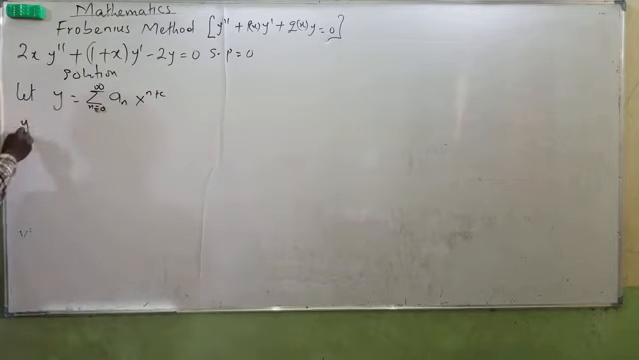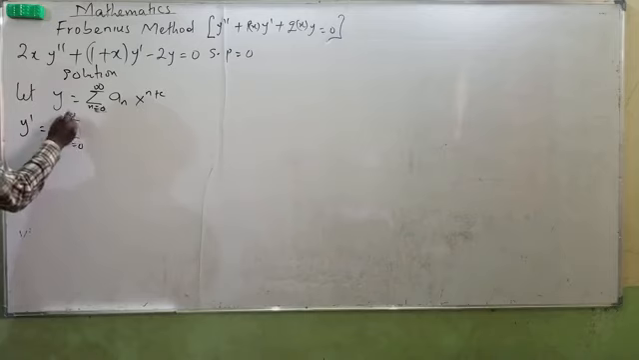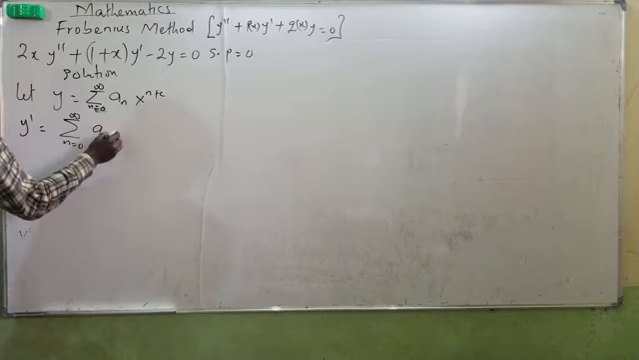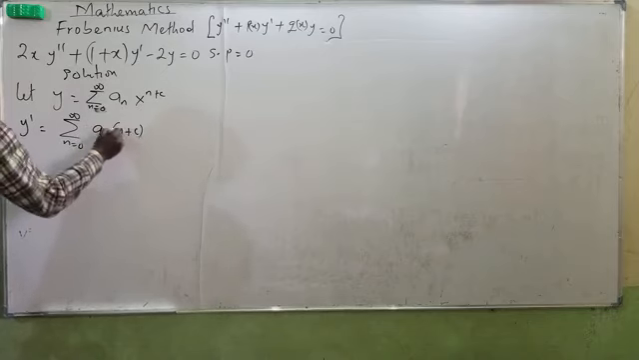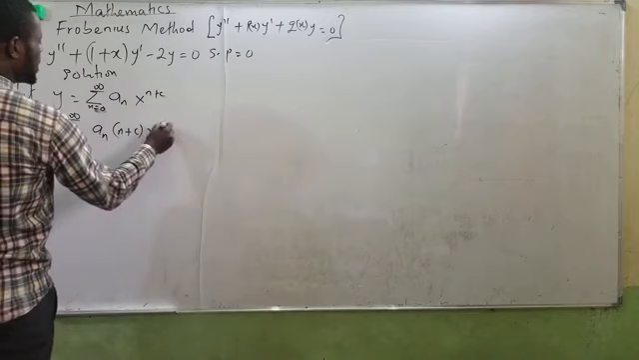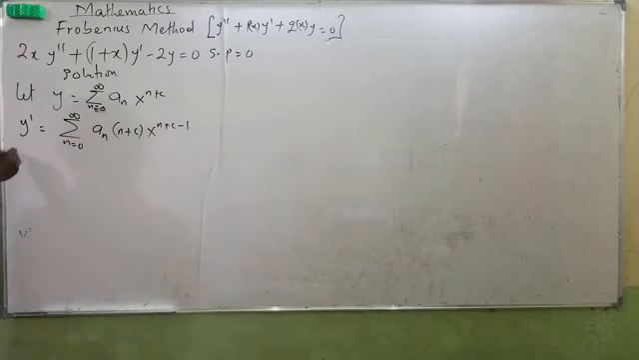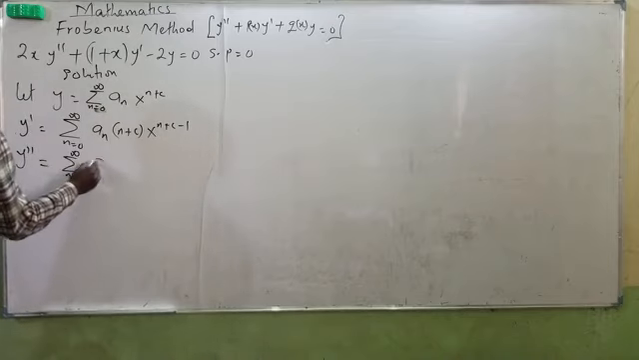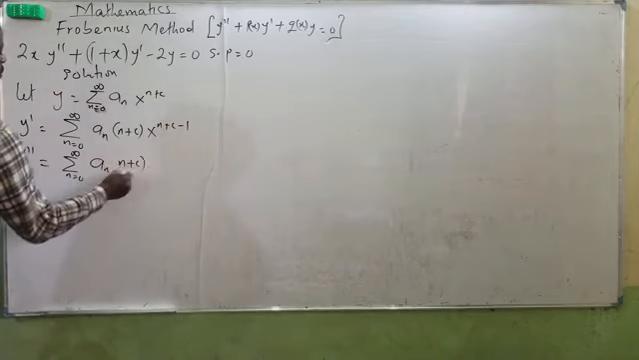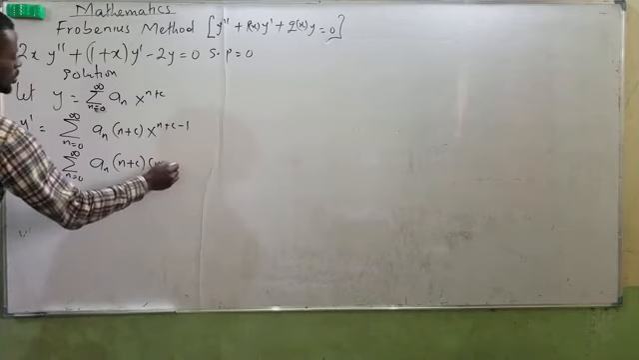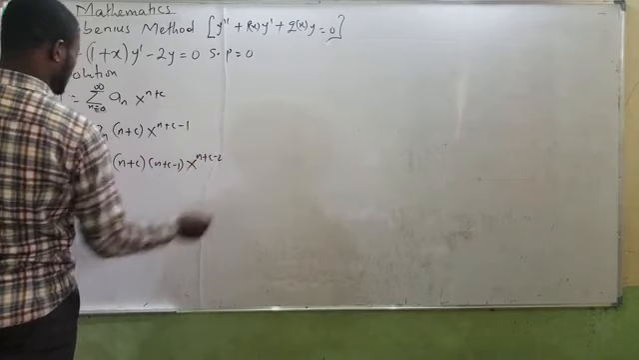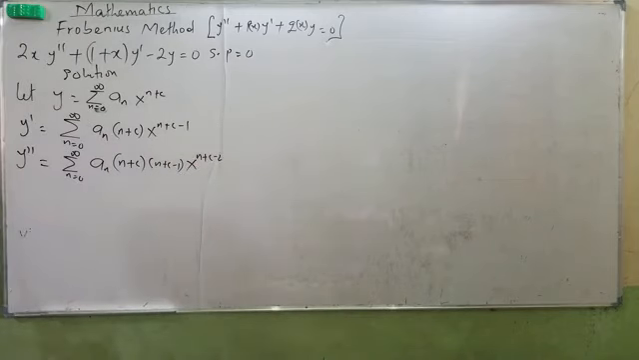Now, in this part, I will have my y prime. It will be the summation from n equals 0 to infinity of a_n times (n plus c) times x raised to power n plus c minus 1. Now, I have my y double prime equals the summation of a_n times (n plus c) times (n plus c minus 1) times x raised to power n plus c minus 2. That is what we need to do.